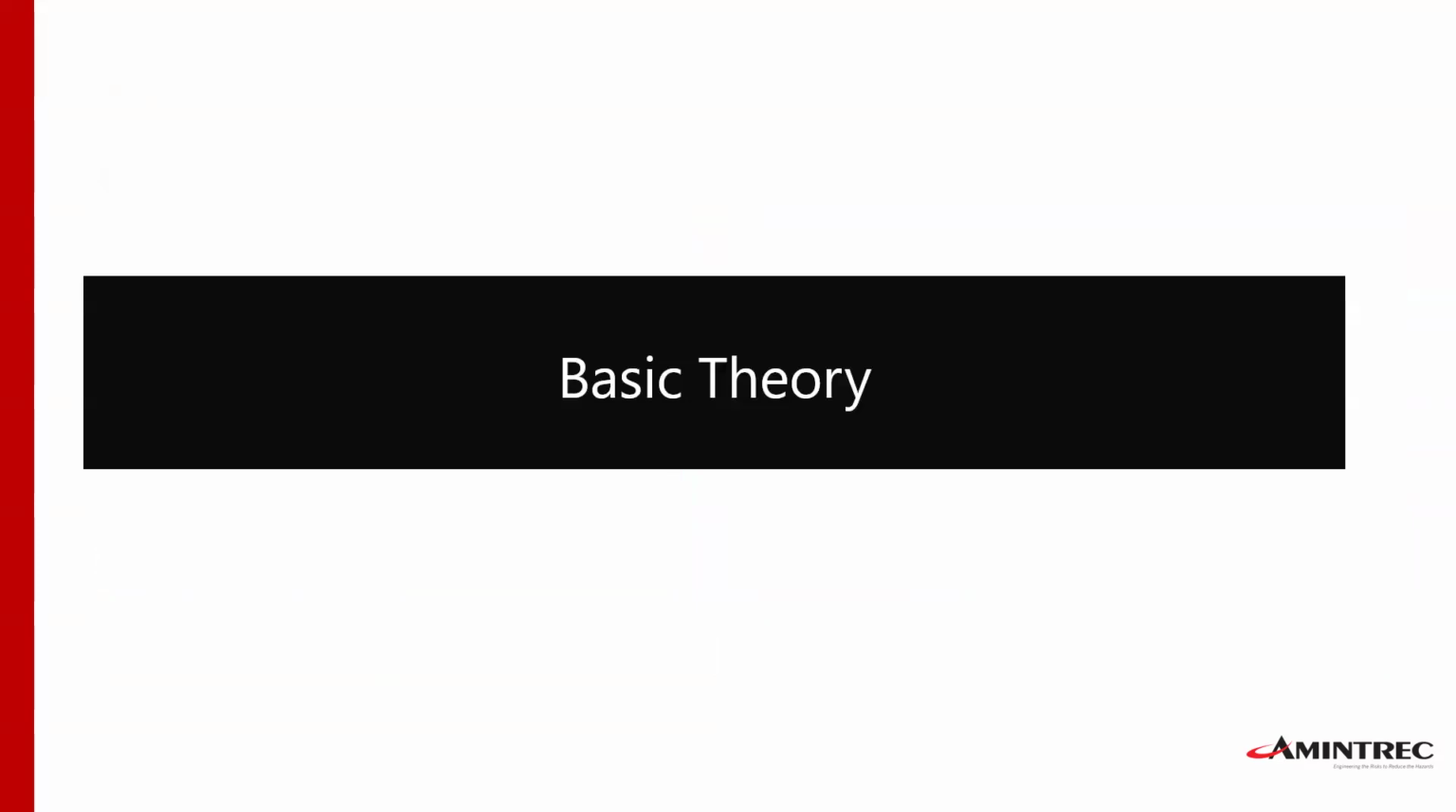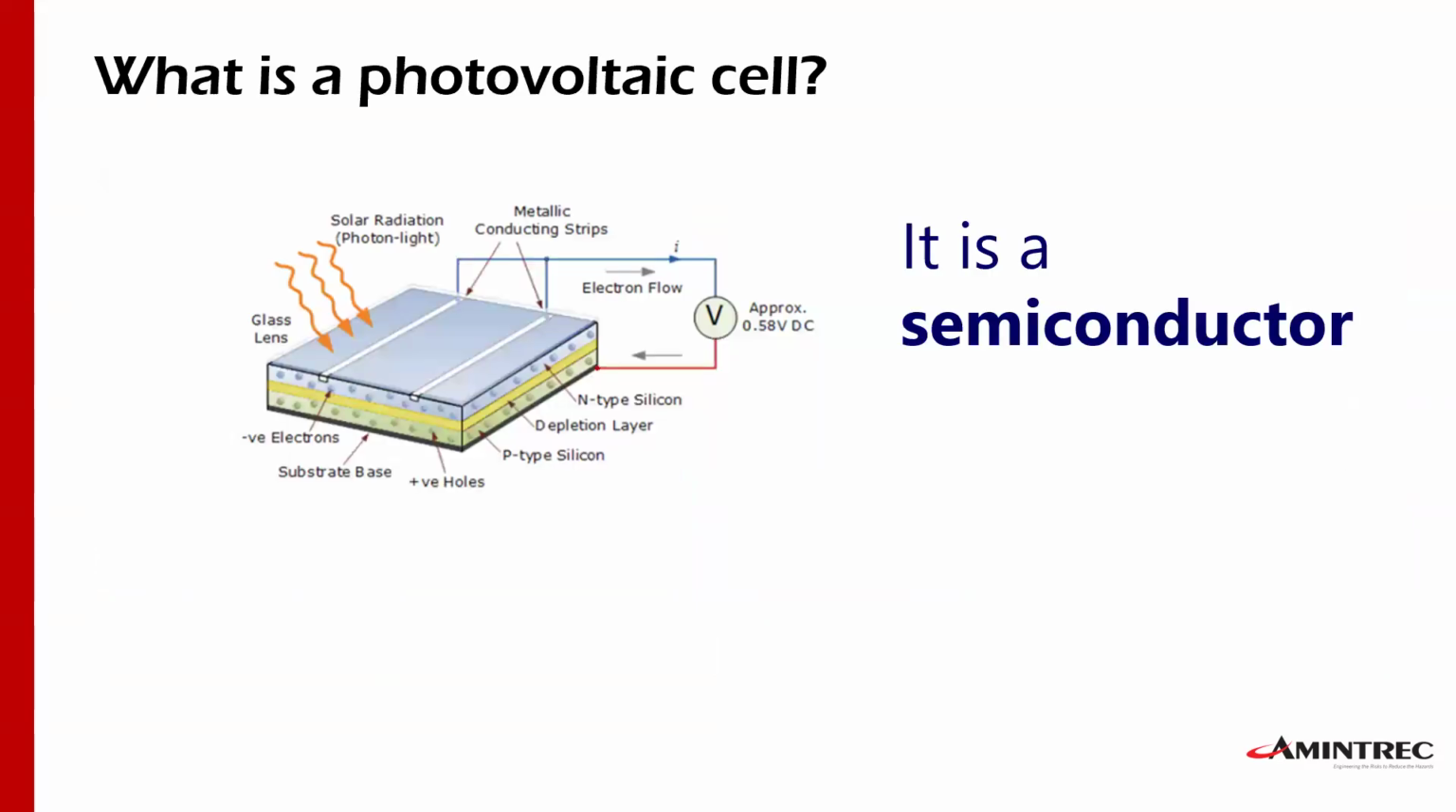Okay, we're going to start with the basic theory. First of all, what is a photovoltaic cell? I'm just going to go to the unit, the cell by itself. First of all, we should understand that a photovoltaic cell is a semiconductor. It is not an electrical device. It's a semiconductor, and it's manufactured from basically two materials.